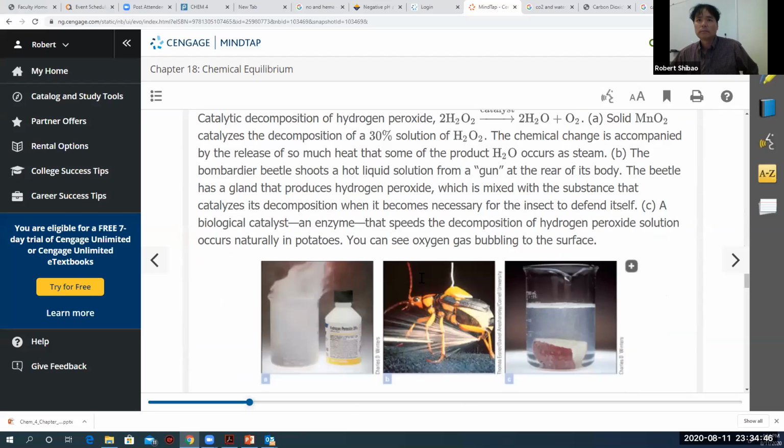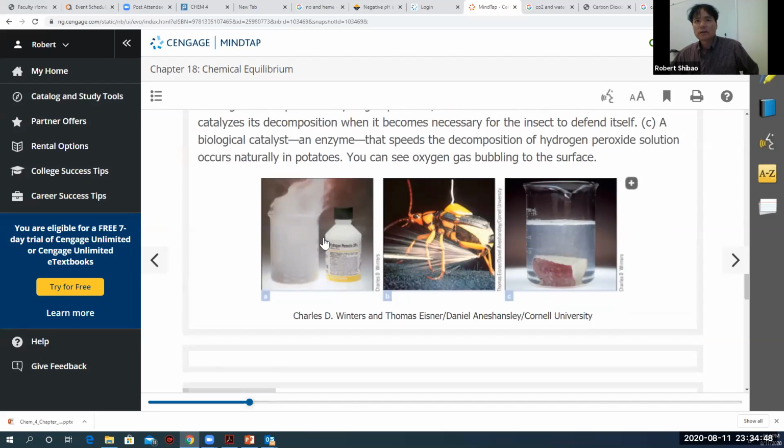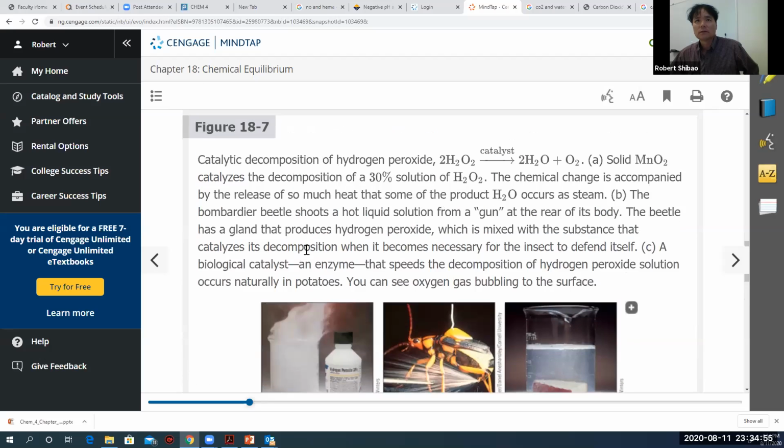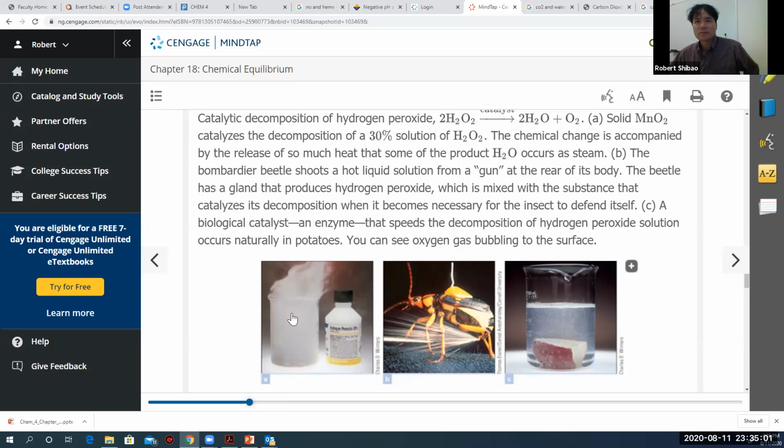Here. This is hydrogen peroxide. Hydrogen peroxide decomposes rapidly with a catalyst. Normally hydrogen peroxide bubbles slowly, but this is bubbling rapidly. It's getting very hot. Steam is boiling essentially.